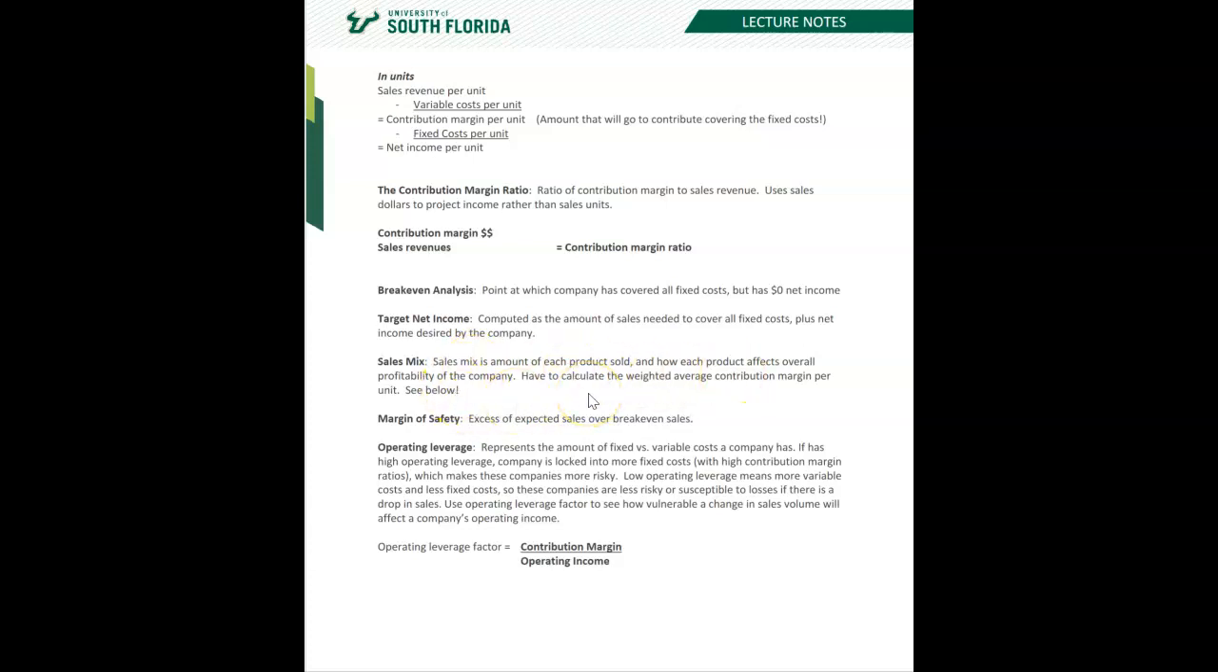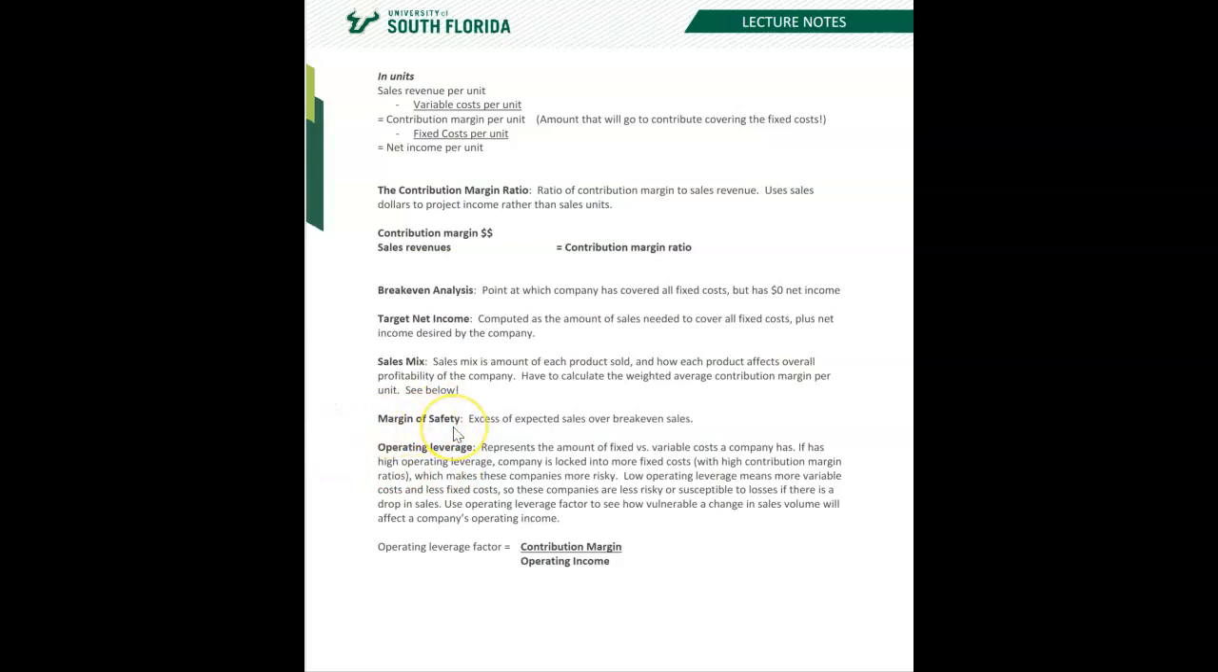All right? Sales mix is the amount of each product sold and how each product affects the overall profitability of the company. And what we calculate here is a weighted average contribution margin per unit. And then the margin of safety is the excess of expected sales over break-even sales. That's all it is. So we look at what our sales are right now, and you see what break-even is, and you figure out, well, I could lose $4,000 in sales before I might not break even. Okay, so it's the margin of safety.